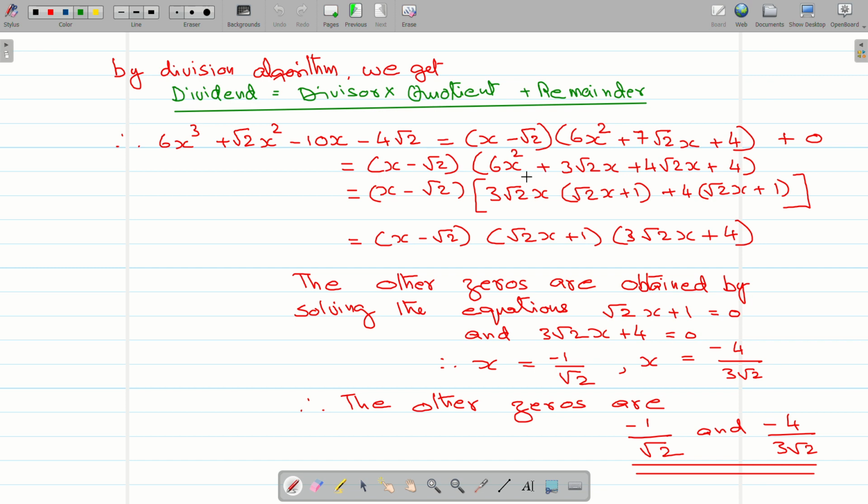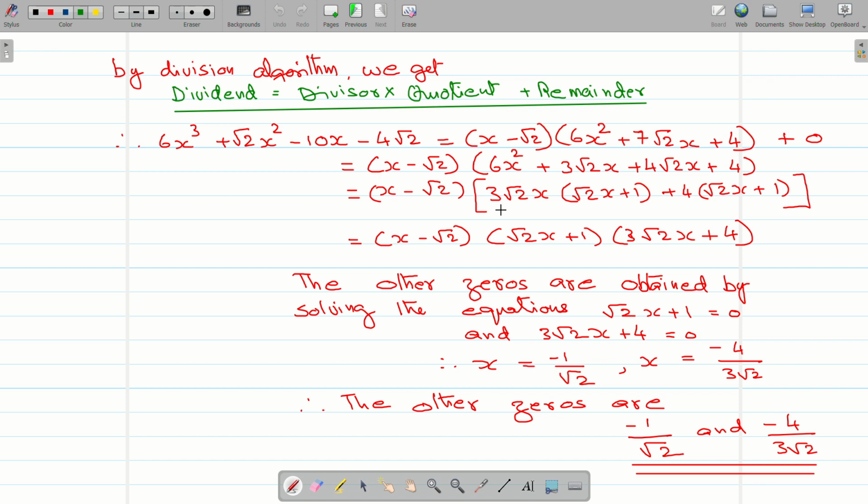Now 6x squared plus 7 root 2x plus 4, it is a second degree polynomial that can be factorized by splitting the middle term. The product should be 24, 6 into 4, and the sum is equal to 7 root 2. So it can be split as 3 root 2x plus 4 root 2x, the middle term split.